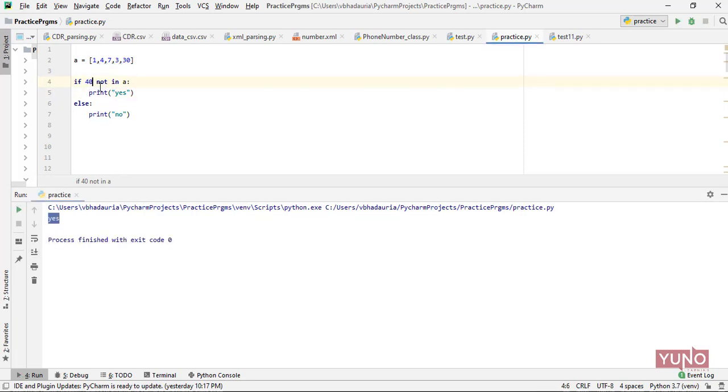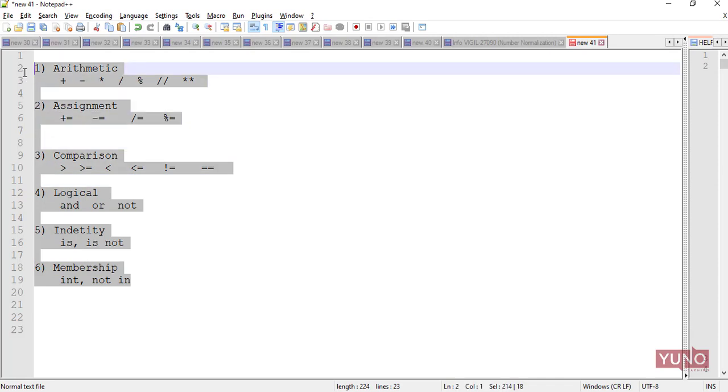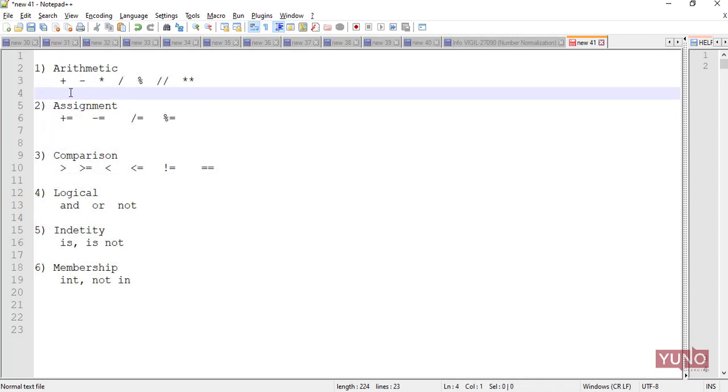Okay, and if I'm talking about this, just removing the 0, that means I'm just talking about 4. 4 not in a. I'm asking in the condition that 4 is not inside a, but that is false. My 4 is inside a, right? So now if I run the program, it is going to print no. Yes, perfect.